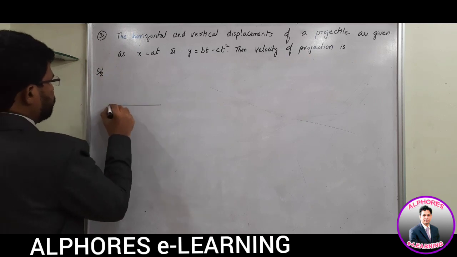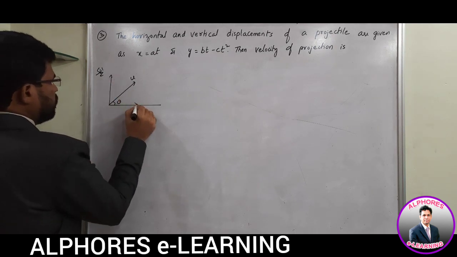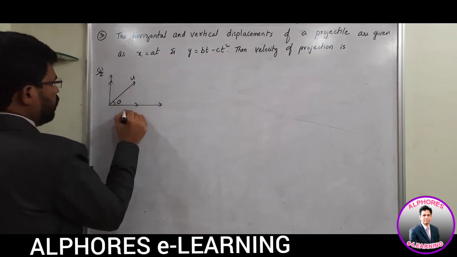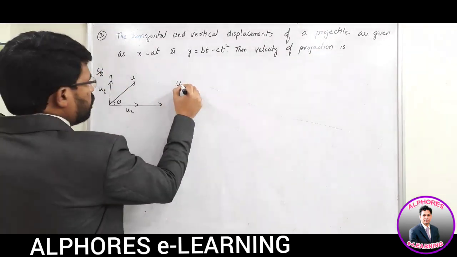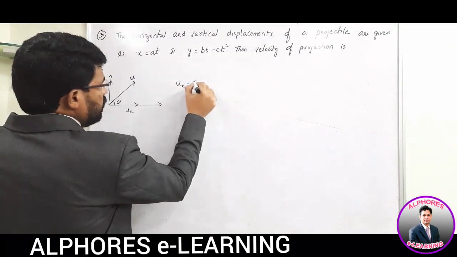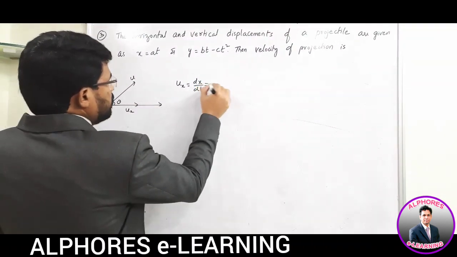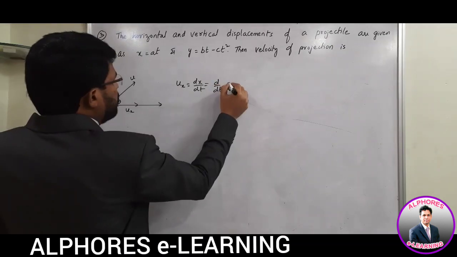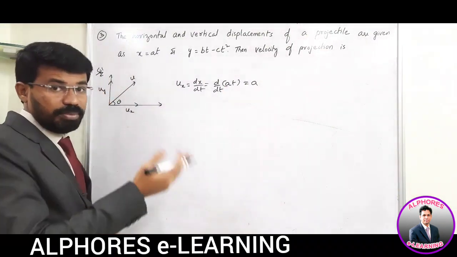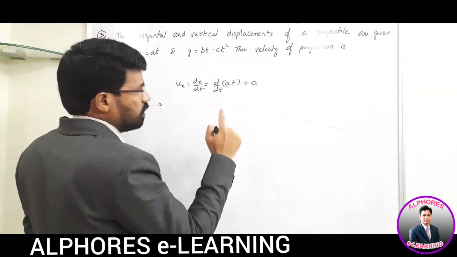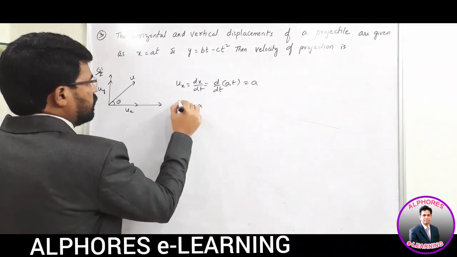See, if a body is projected at some angle with the horizontal with the initial velocity u, the initial velocity can be resolved into two components, right? One is the x component, the other one is the y component. Here, if you want to find the x component, this is how it can be found: dx by dt, isn't it? Rate of change of displacement. So this is equal to d by dt of what is x here? At. So d by dt of at is what? A. Because a is just a constant, you can bring it out of the differentiation, and d by dt of t is 1. So finally, what did you get for ux? ux is equal to a.